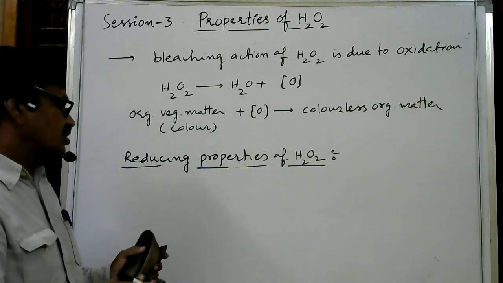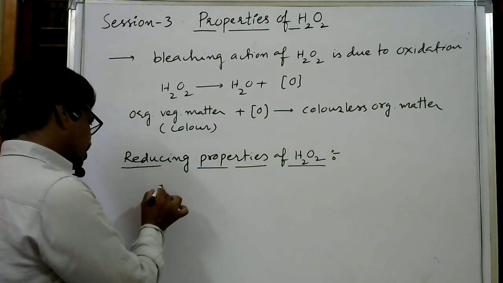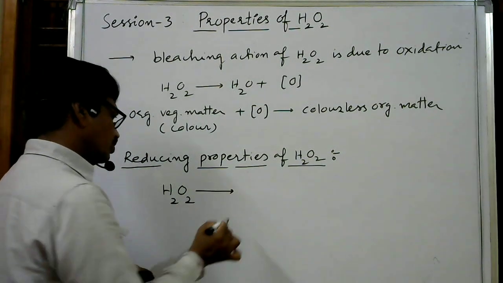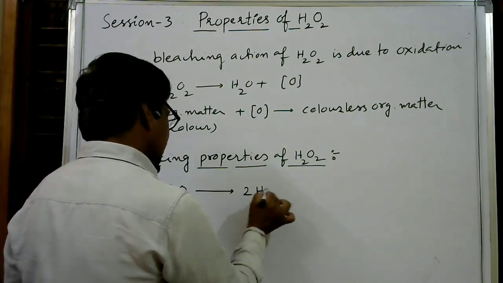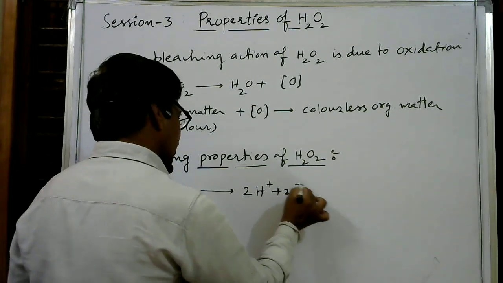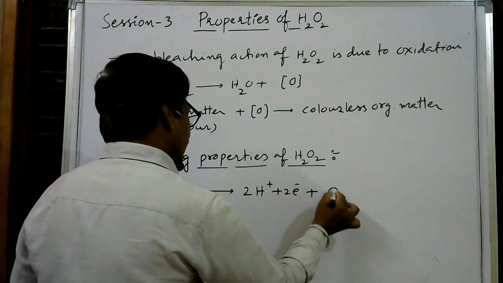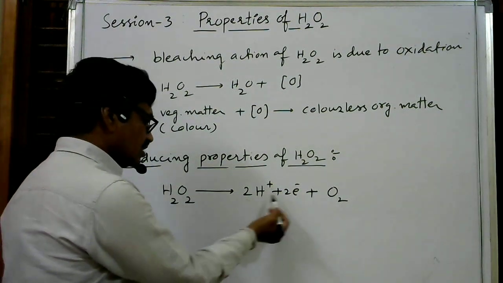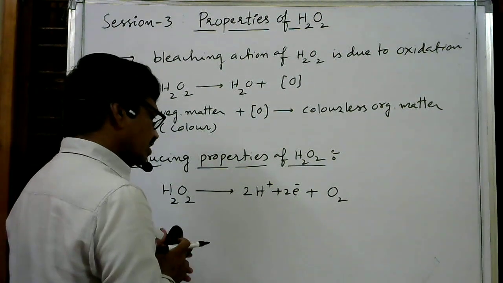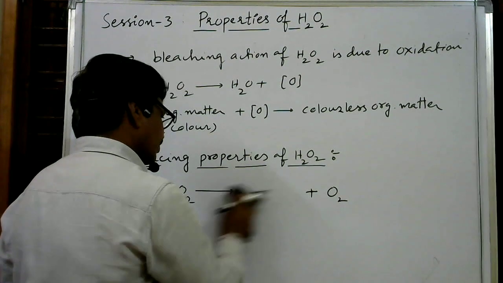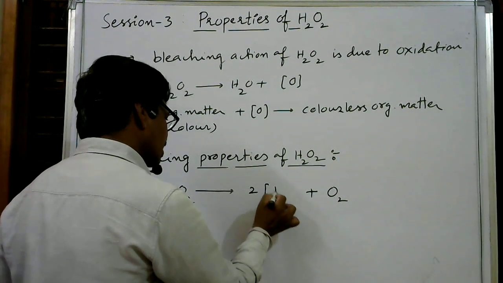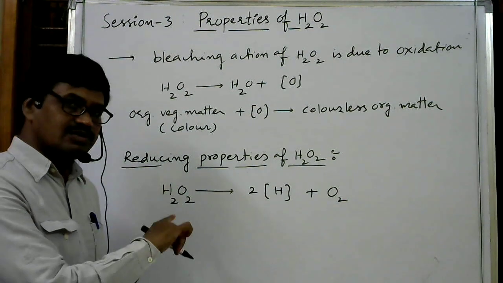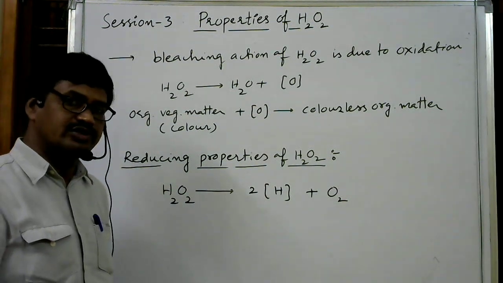Okay, here in the reducing properties, it can decompose in this way. H2O2 decomposes to give 2 H plus ions plus 2 electrons along with O2 gas, oxygen gas. But here, when 2 H plus ions combine with 2 electrons, we can directly write it as 2 nascent hydrogens. Like this also we can write. This is the basic skeleton reaction which is responsible for the reducing property of hydrogen peroxide.